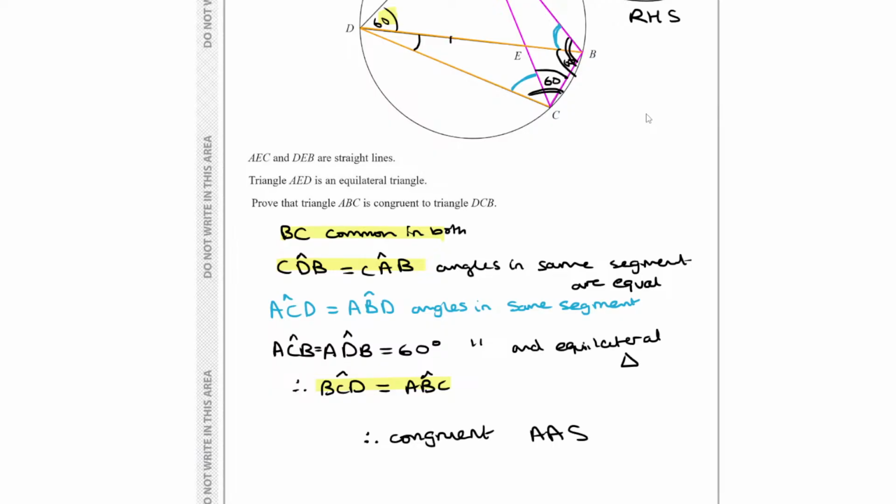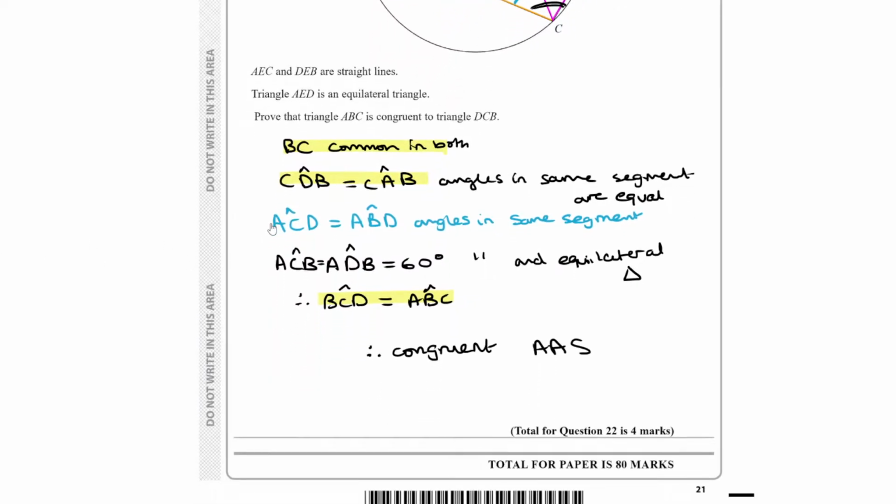But yeah, 4 marks. That was a hard question. I didn't personally like that question very much, to be honest. But I think you could definitely get 1 mark for writing BC is common in both, even if you didn't know what else to do after that. You literally still get 1 mark for just writing the fact they both have BC. So if you're not sure what to do, just write anything. That might even get you a mark.